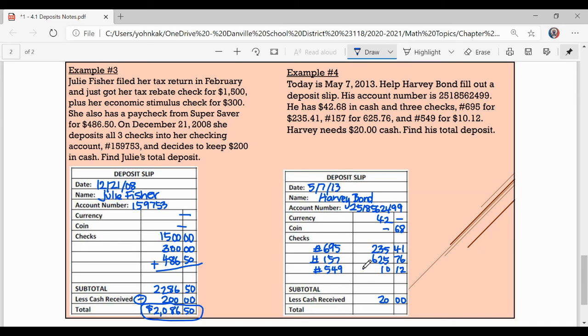So we are going to add the 3 checks with the cash and the currency and the coins. And if we add those, we get $913.97. If we subtract off the less cash received, we're going to get $893.97. So $893.97. All right, so that is how you calculate deposits. You add everything up, and if you're keeping any cash, you're going to subtract that away. All right, let me know if you have any questions, and as always, keep calm and keep trucking.